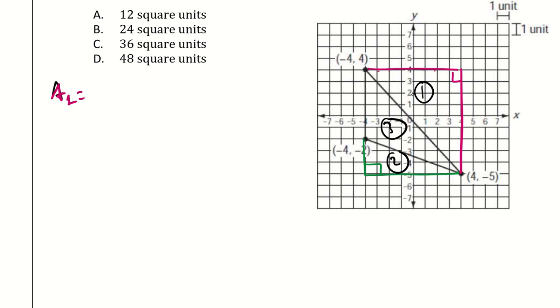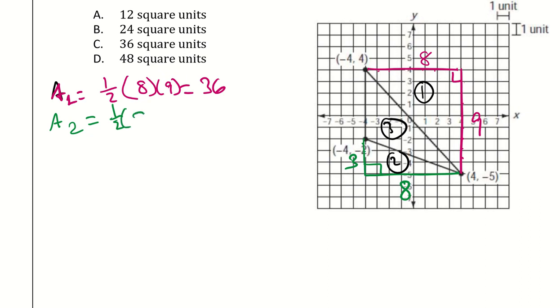So 1, 2, 3, 4, 5, 6, 7, 8. This is 8. This is 9. And this is 8. And this is 3. Is it 3? It might be 3. Yeah, it's 3. Okay, so area 1 is 1/2, base is 8, height is 9. Half of 8 is 4, 4 times 9 is 36. Let's do the green triangle. Area 2, 1/2, base is 8, height is 3. So you have 4 times 3 is 12.